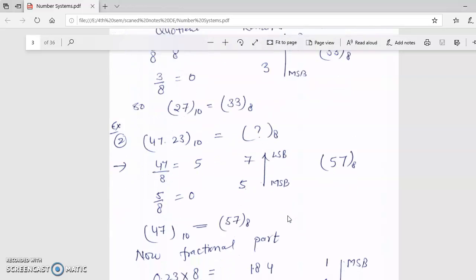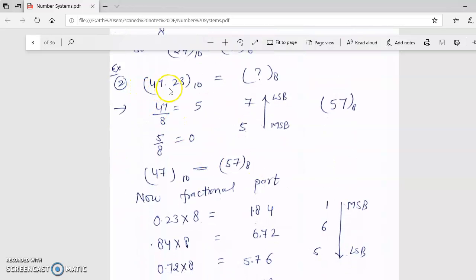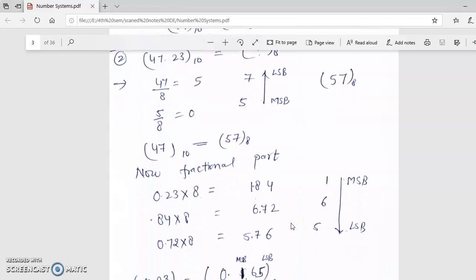Okay, next example is also 47.23 base of 10, and what is the conversion into the octal number system? Same process: 47 is divided by 8 and 0.23 is multiplied by 8. Here, dividing by 8 we get 7 and 5, that is from bottom to up, 57 octal number. And what is 0.23 decimal number in the octal number system?